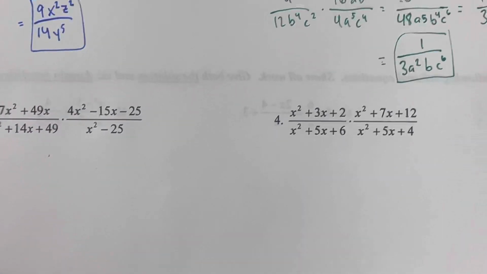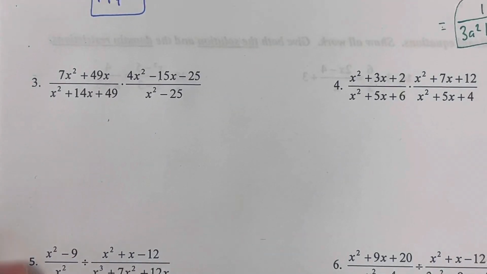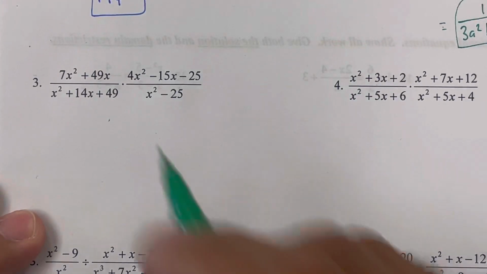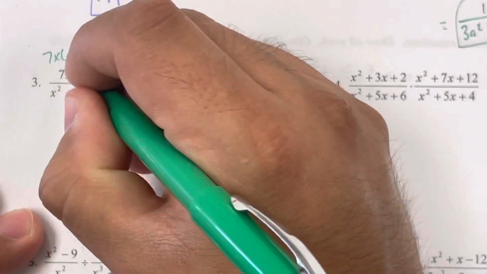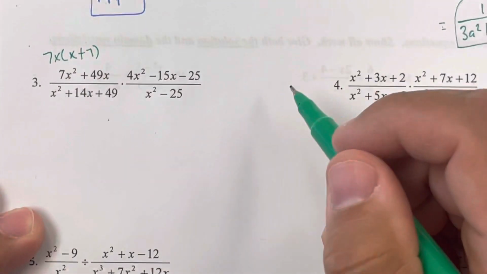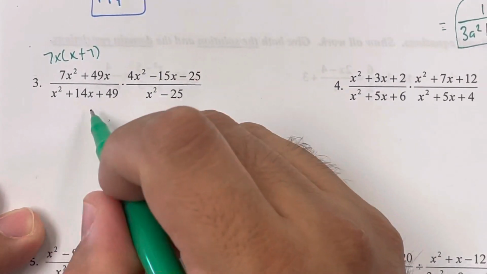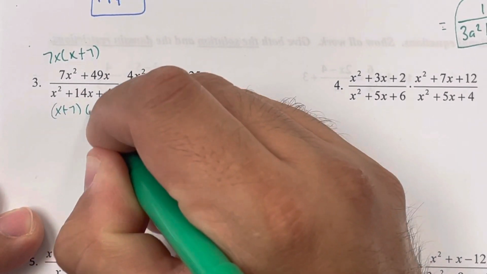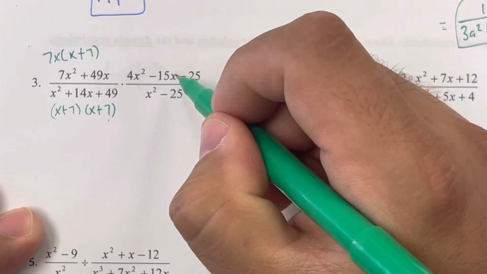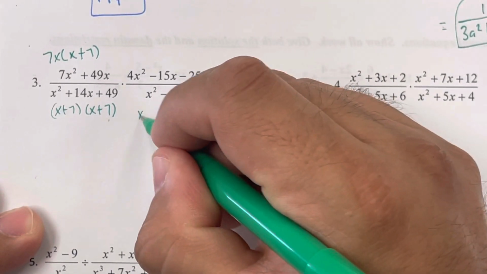All right, let's take a look at number 3. What we're going to do first, before we start canceling things out, is we need to factor it. For the first one, I see there's a GCF of 7x. And that's going to leave me with x plus 7. On the bottom, x squared plus 14x plus 49 is x plus 7 squared, but I'm going to write that out twice. For this one, let's do this bottom one, x plus 5, x minus 5.